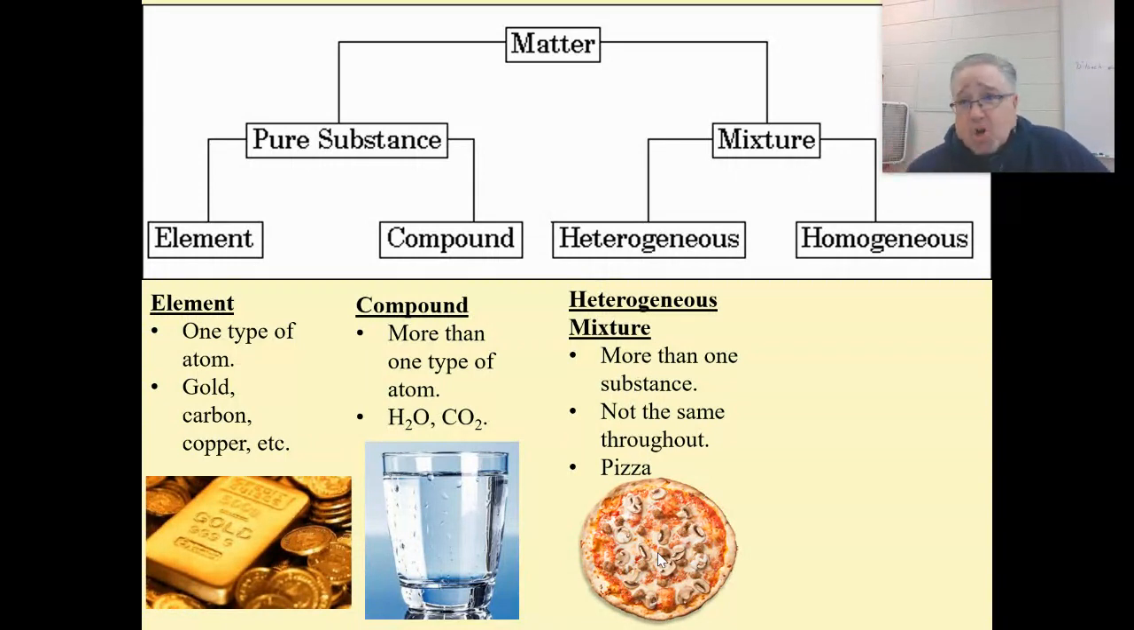A chocolate chip cookie, right? You can see different components, the chips and the dough. So in a heterogeneous mixture, there's more than one substance, and it's not the same throughout. If you cut this pizza into, let's say, 8 slices, one slice might have more mushrooms on it, another slice might have more cheese on it, another might have a little bit less sauce than the other one, right?